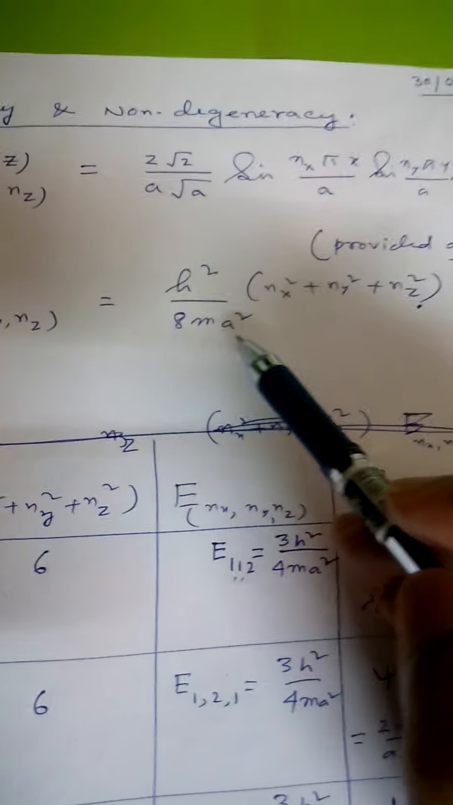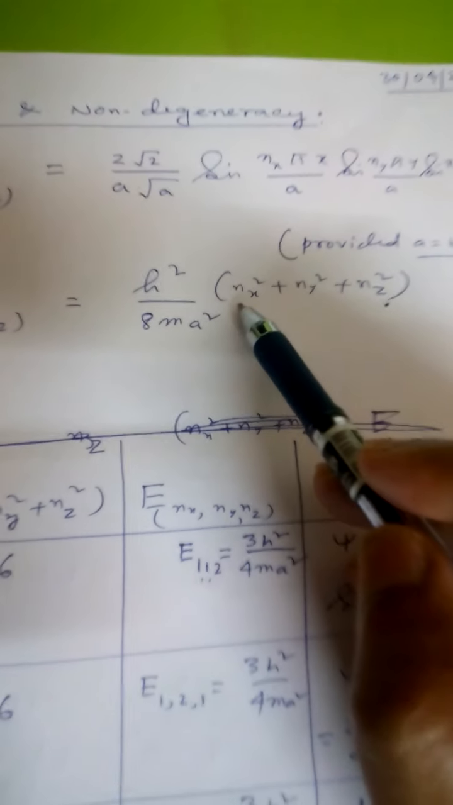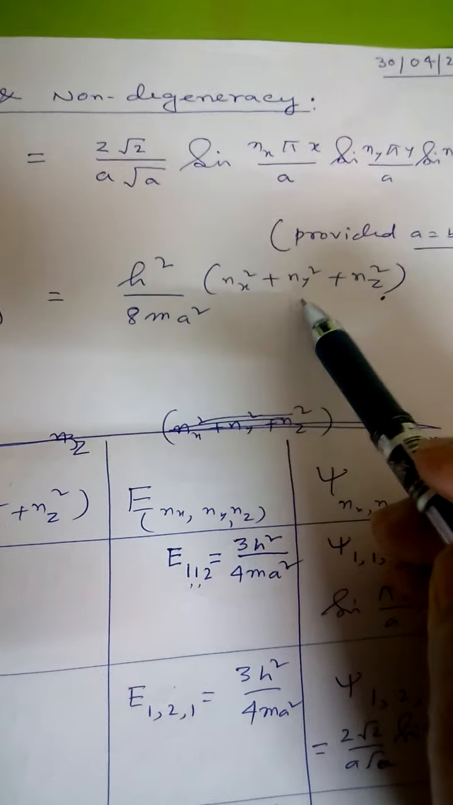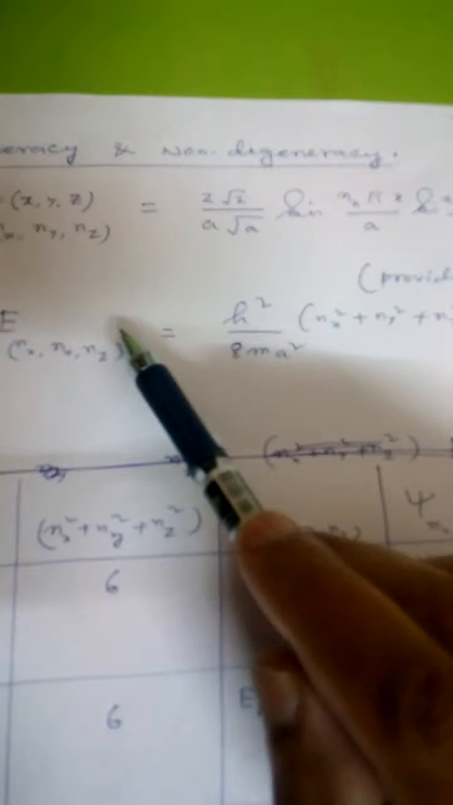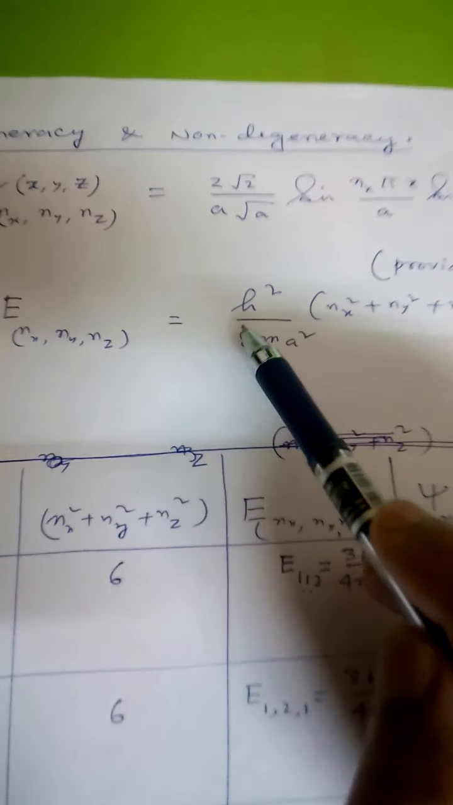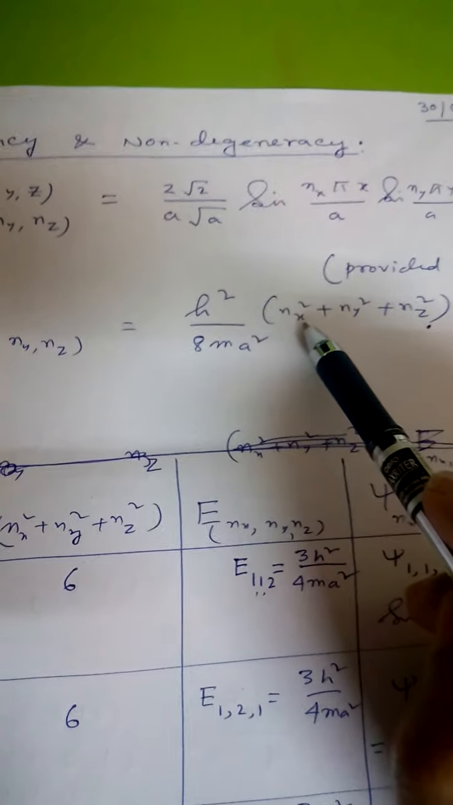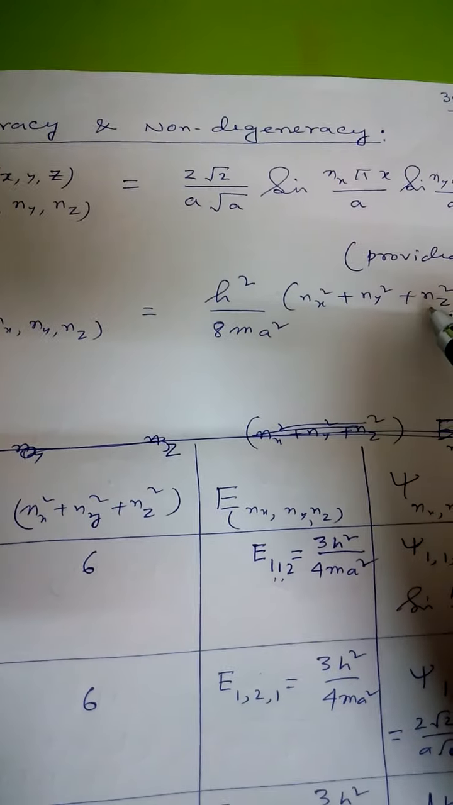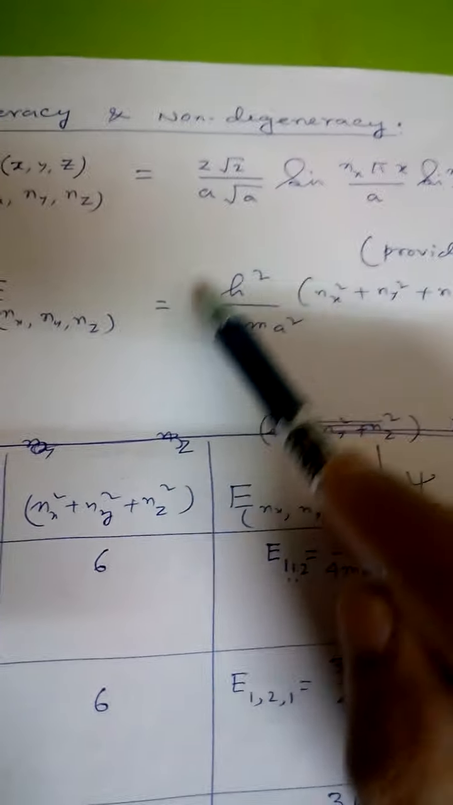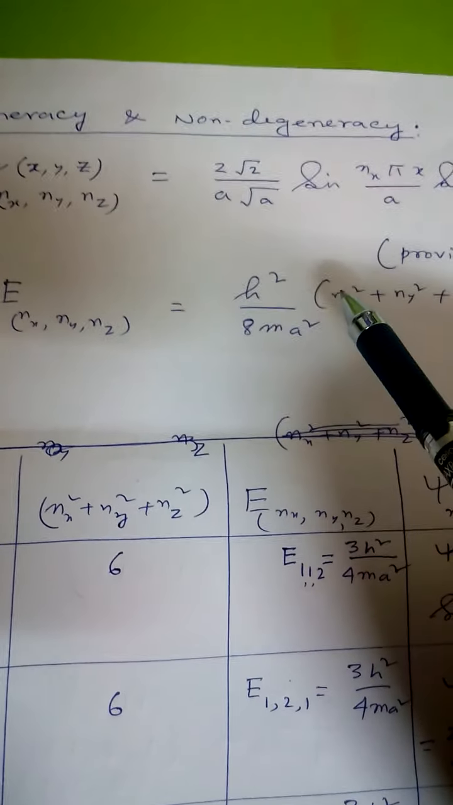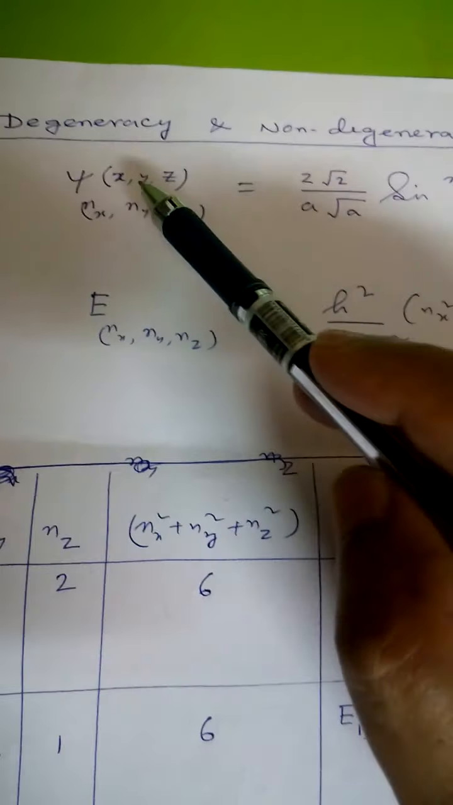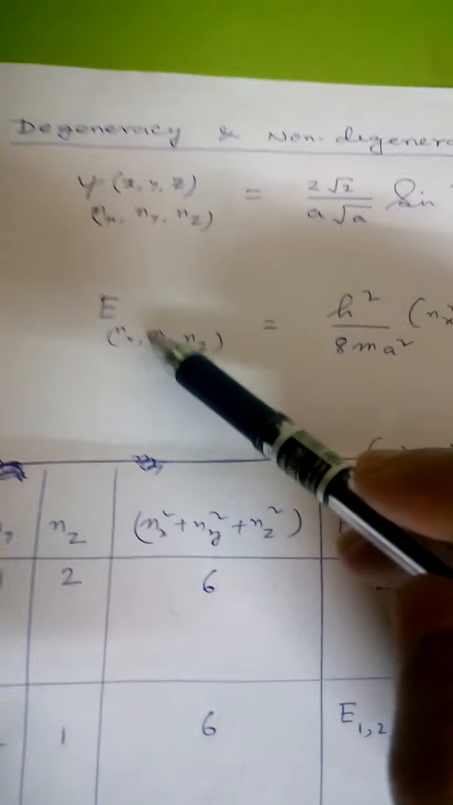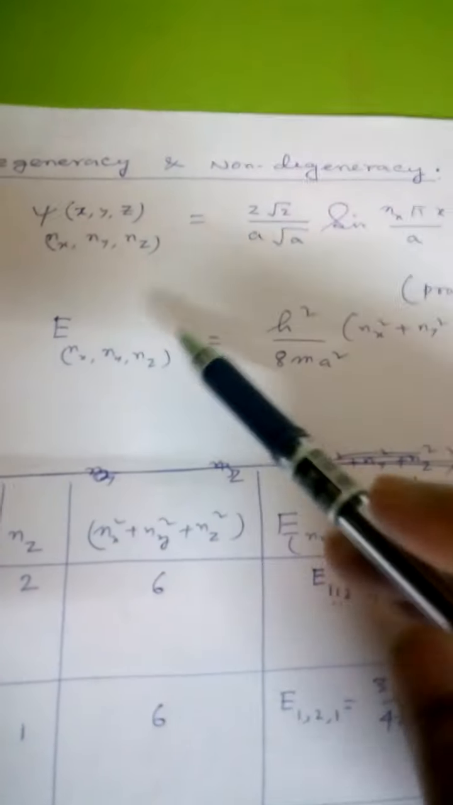And the energy eigenvalue E suffix nx ny nz equals h square by 8m a square within bracket nx square plus ny square plus nz square. So this energy eigenvalue can be written as proportional to nx square plus ny square plus nz square, since h square by 8m a square may be treated as constant. So these are the wave function and energy eigenvalue for the three-dimensional box potential problem.